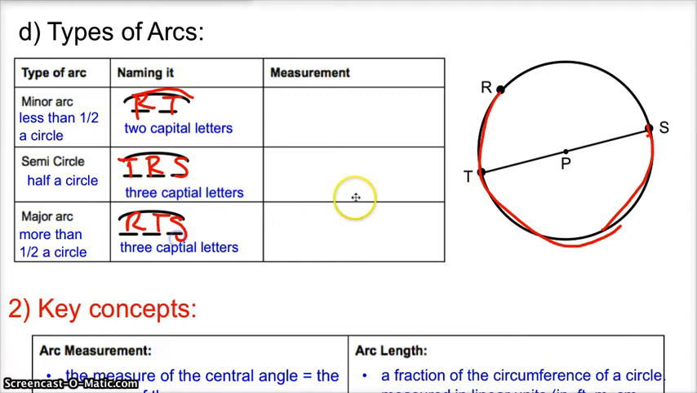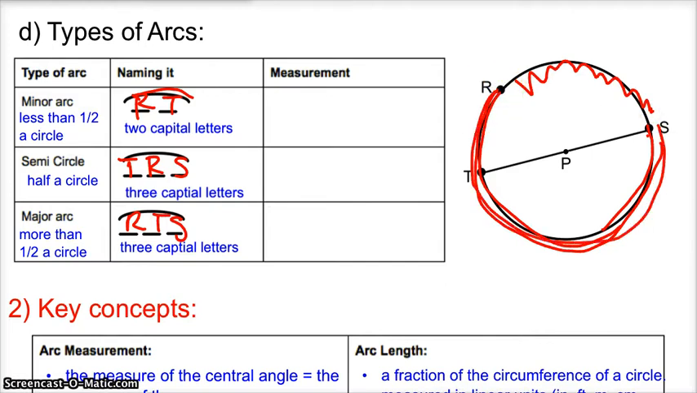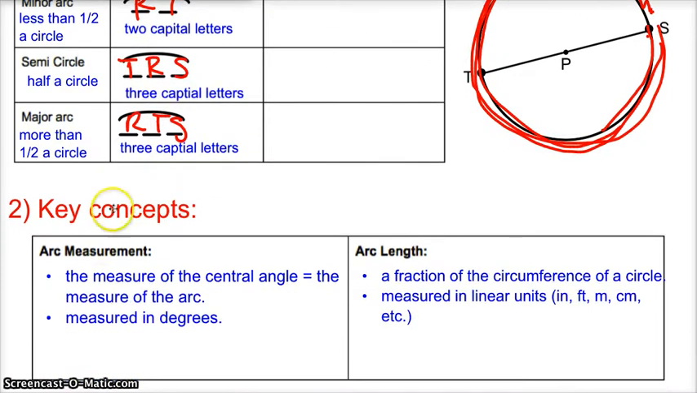If you were to only say RS, yes, I understand that RS does go this way, but RS is specifically talking about the shortest path. We need RTS to describe that particular movement. When we talk about measurement, measurement is in degrees. The measurement of an arc is identical to its central angle, which I mentioned right down here. The measurement of an arc is equal to the central angle, and it's measured in degrees.